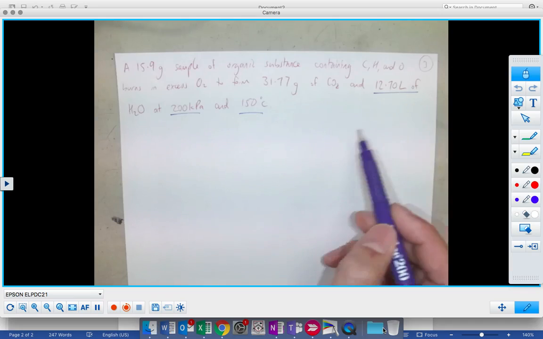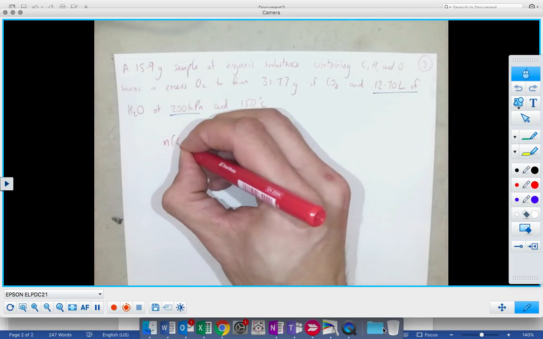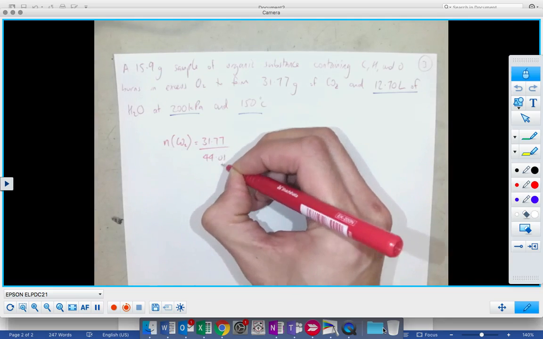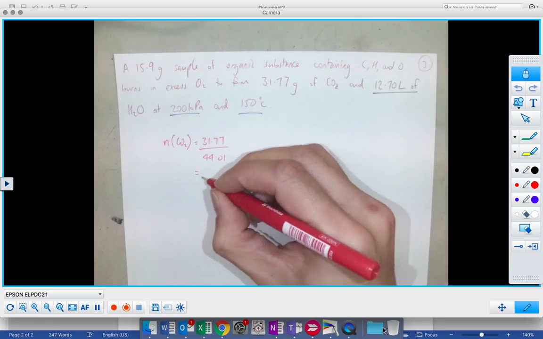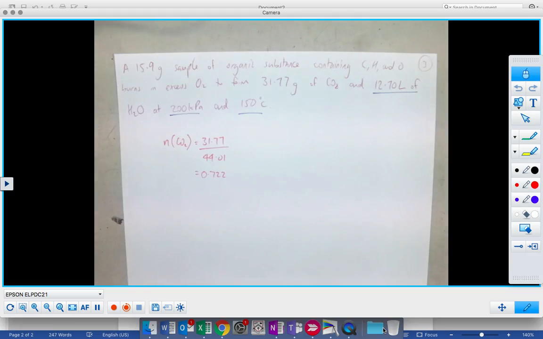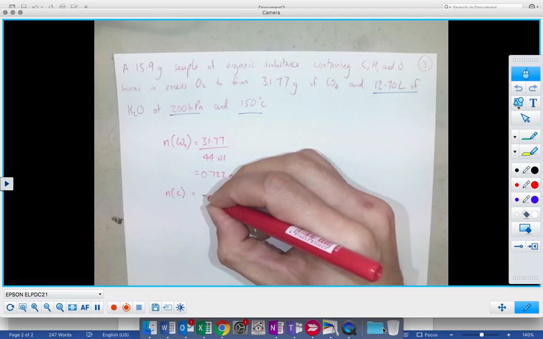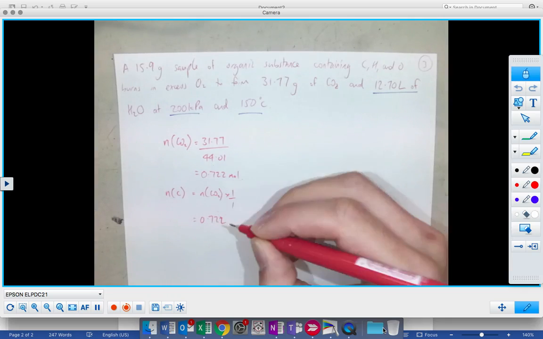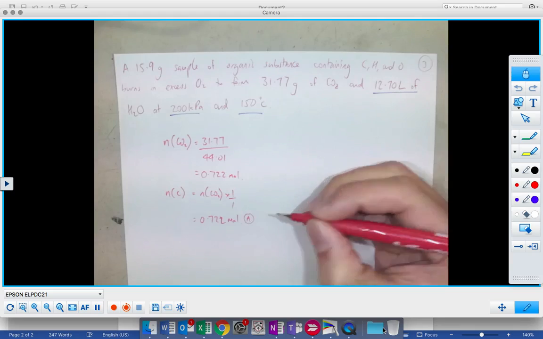Is that enough information to work out the number of moles? Absolutely. So it doesn't mean we can't do it. So let's go again. First of all, we'll work out the number of moles of carbon dioxide. 31.77 over 44.01, which happens to be 0.722 moles. And then I can work out the number of moles of carbon, because it's going to be equal to the number of moles of carbon dioxide over 1. I'm going to save this value on my calculator as A.